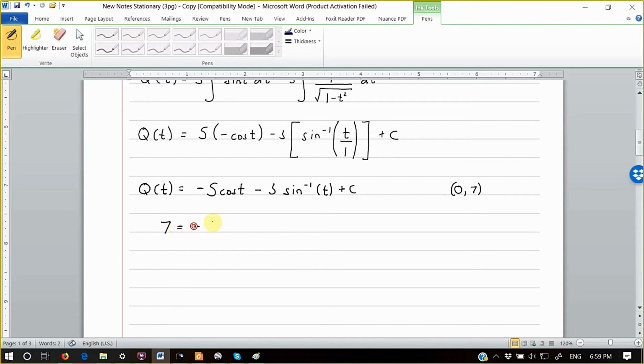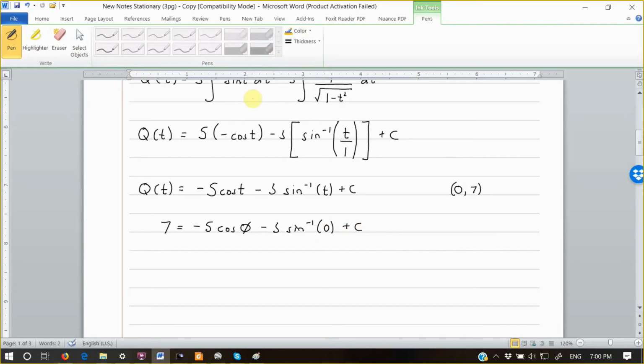Put it here. Negative 5 cosine 0 minus 3 inverse sine of 0 plus c. What's cosine of 0? It's 1. So here with the sine, you're being asked what angle has a sine value of 0. This whole thing is 0, which means that entire middle term disappears. And you end up with 7 is equal to negative 5 plus c. Well, if you move 5 to the other side, c becomes 12.